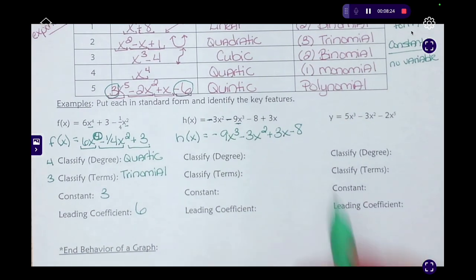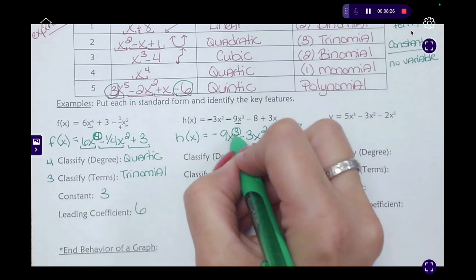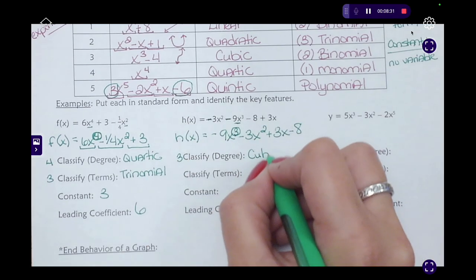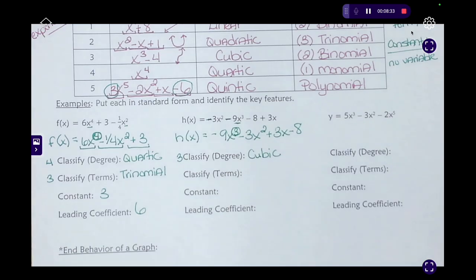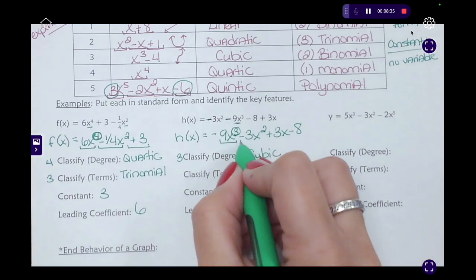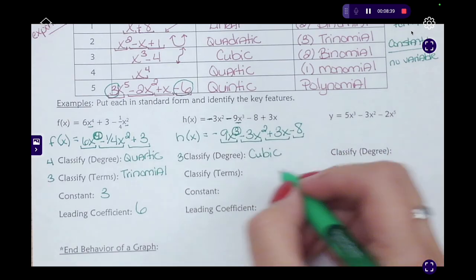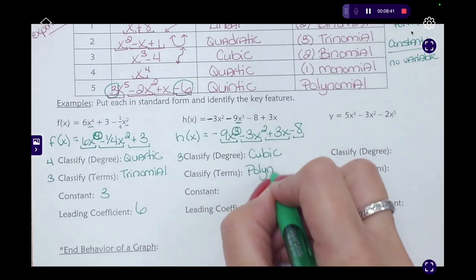Okay, so now I'm going to classify it based off the degree. The degree would be 3, so that would be considered a cubic polynomial. And if I look at how many terms it has, 1, 2, 3, 4 terms. Because it's 4, we're just going to classify it as a polynomial.